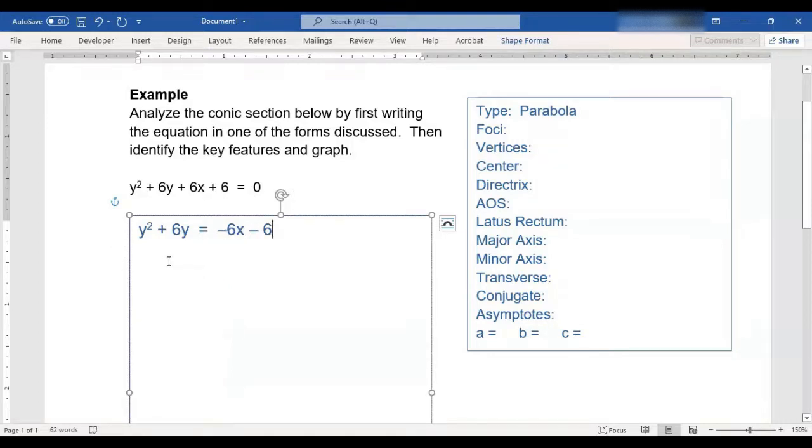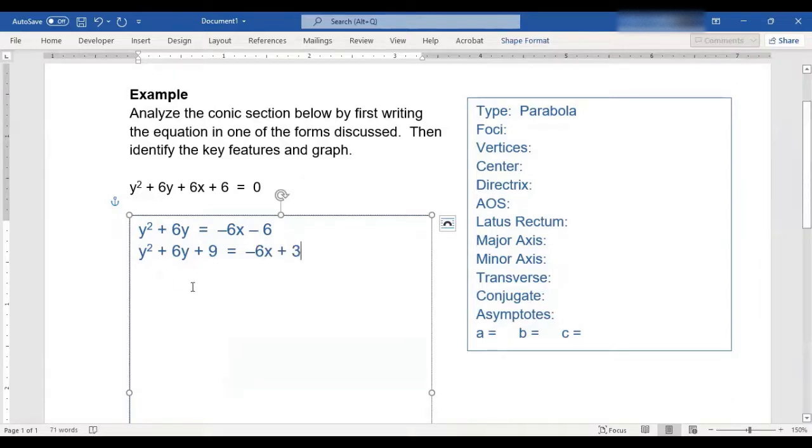So remember to complete the square. You take half of the b coefficient, right? So half of 6 is 3, and then you square that to get 9. So 9 is the magic number that we're going to be adding to both sides of this equation. Negative 6 plus 9 is a plus 3.